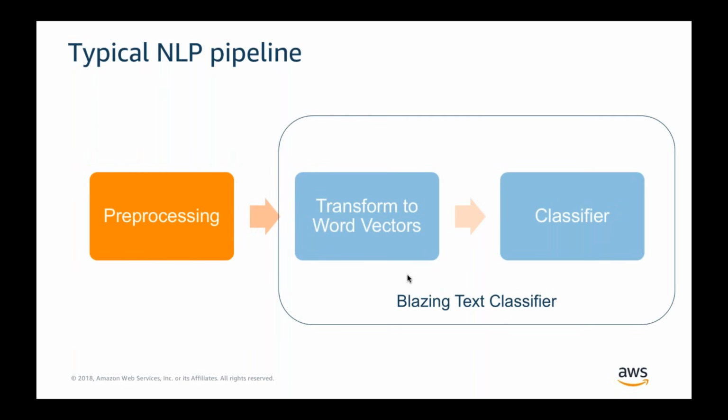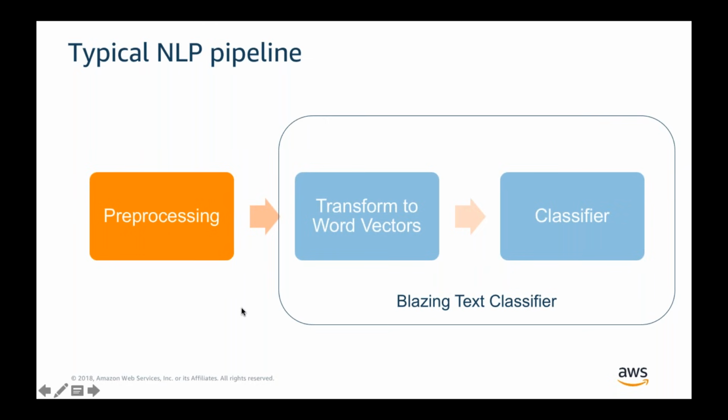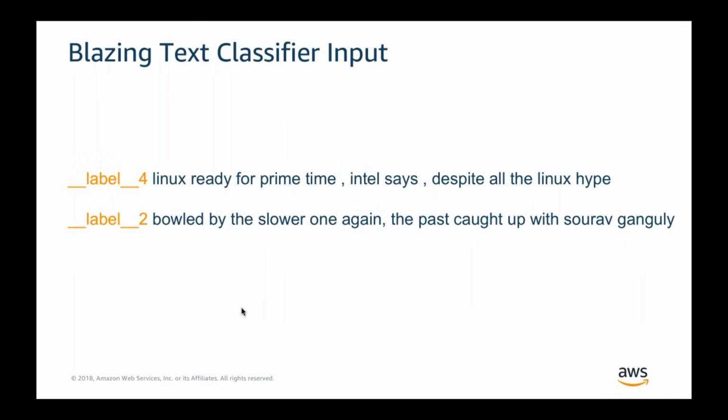But the way you set up the problem is slightly different. Of course, there's going to be some pre-processing. So your question would be, what is this pre-processing step that you would need for setting up the BlazingText classifier? So it's as simple as this.